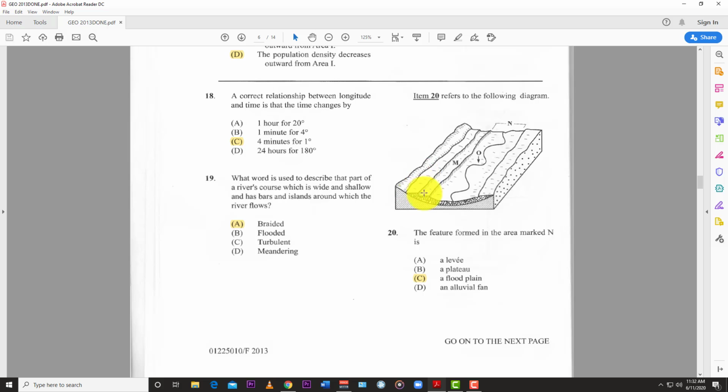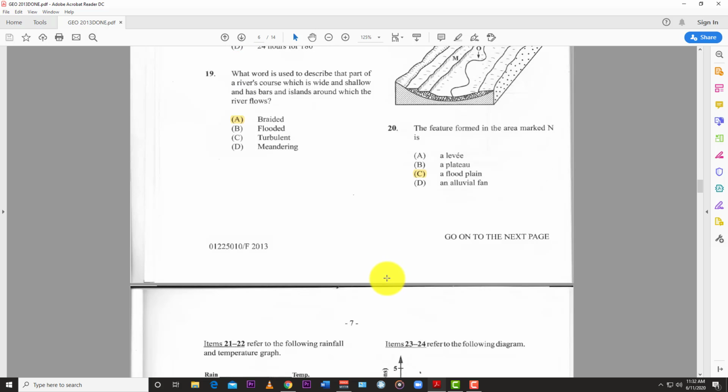Number 20 refers to this diagram here. The feature formed in the area marked N is, so here's N, and of course that's C, a floodplain. All right, so that's C, a floodplain. All the water gushing down there.